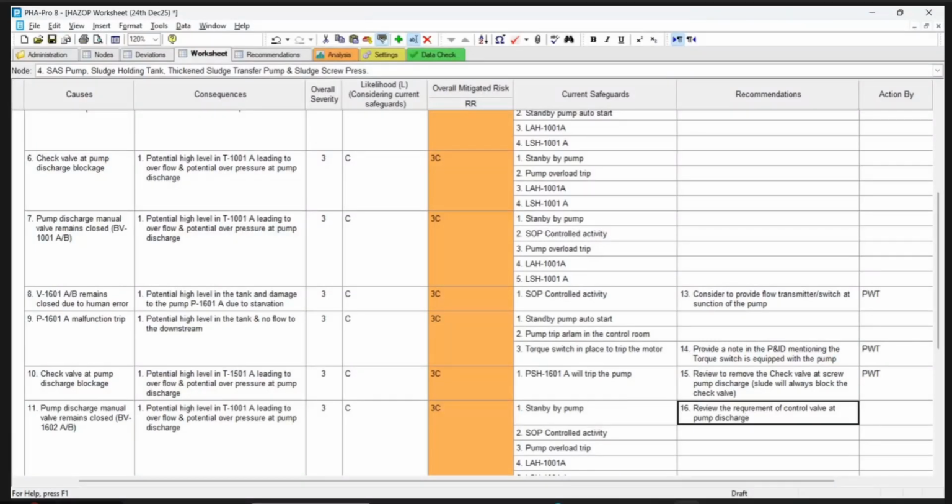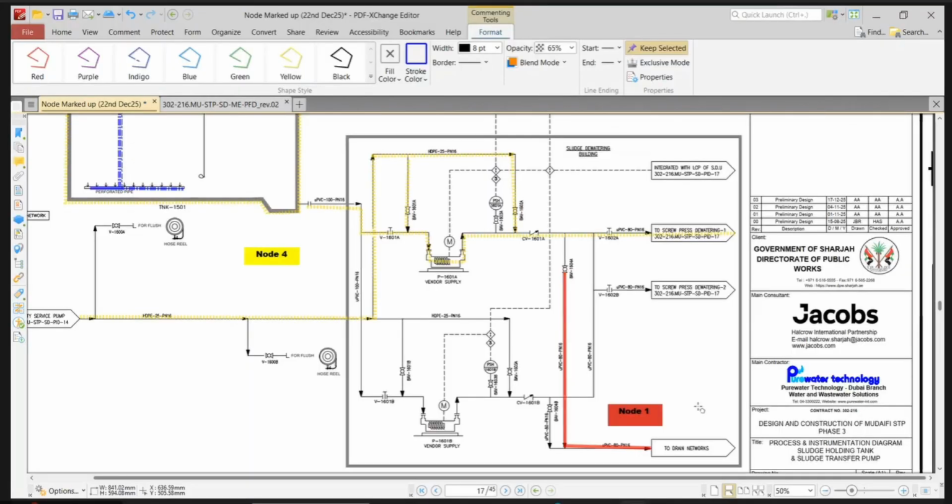I noticed that we don't have a flow meter on the sludge lines. Is that correct? Yes, correct. And how do we know?